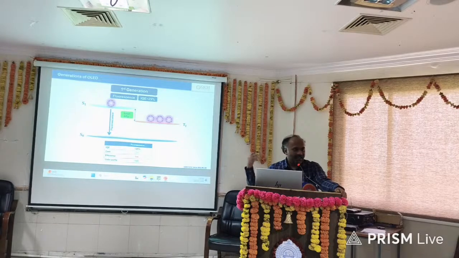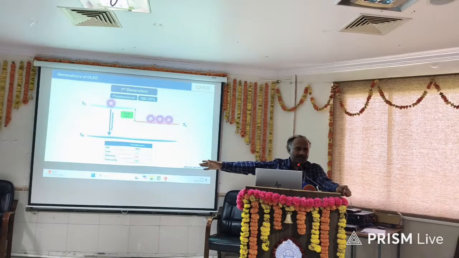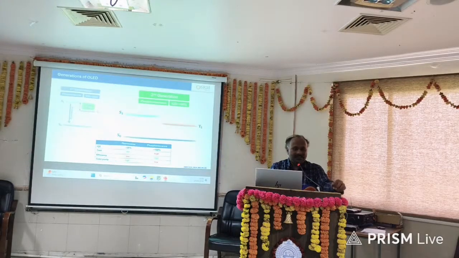Same thing: we injected the charges, but we are getting only 25% fluorescence. That means it's not a very efficient device, correct? That is the reason the first generation dyes have an internal quantum efficiency of only 25%, because 75% will be on the triplet state, which will be emitted as phosphorescence, which we don't want. So this is the problem.